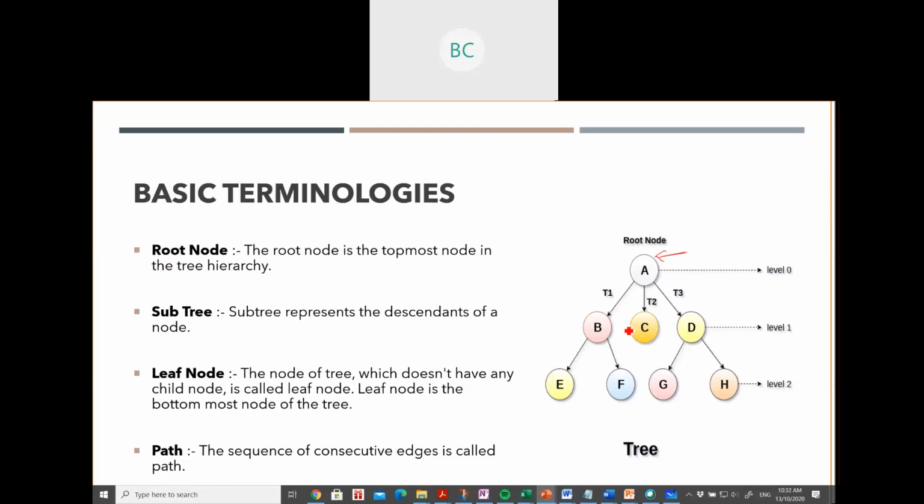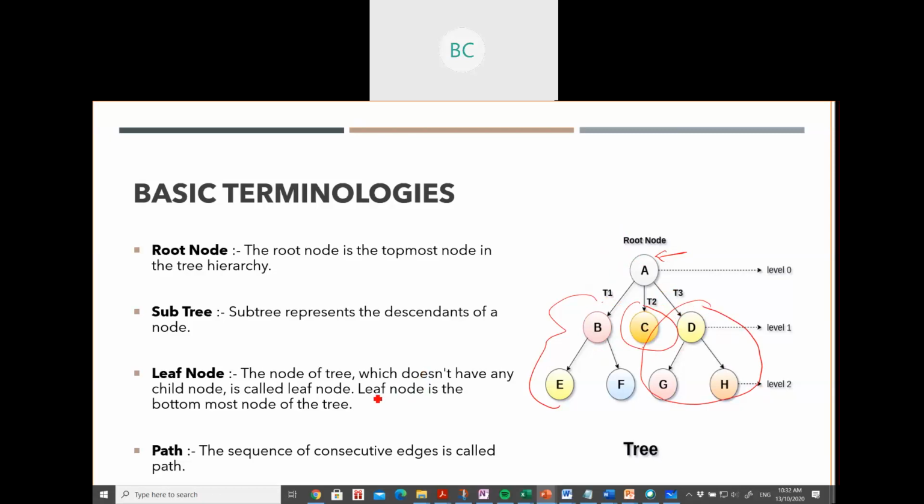Then subtree means, see in this tree we have three children. For A there are three children B, C, D. That means you can say this portion is one subtree, this portion is one subtree, and this portion is another subtree. Okay, so you can say T1, T2, T3 are the subtrees of your main tree T.